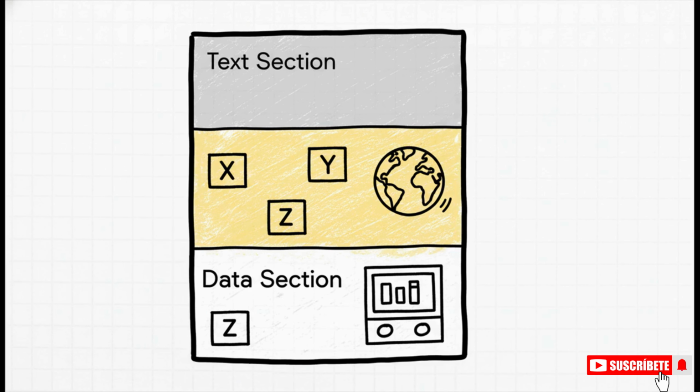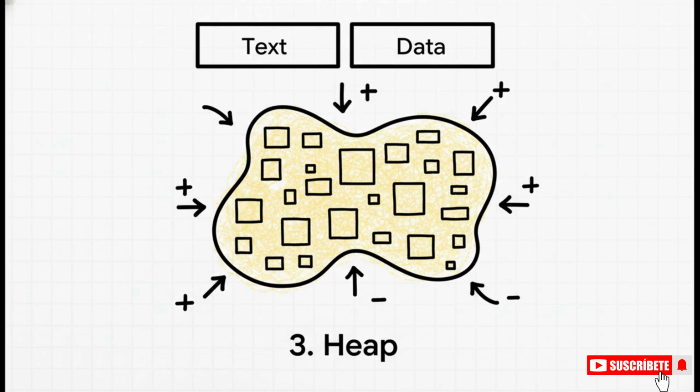Moving up from there, we have the data section. This is where all the global variables live. So, say you're coding up a game and you have a variable called player score. That score needs to stick around for the whole game and be seen by different parts of your code, right? So you'd make it a global variable, and its value would be stored right here in the data section.